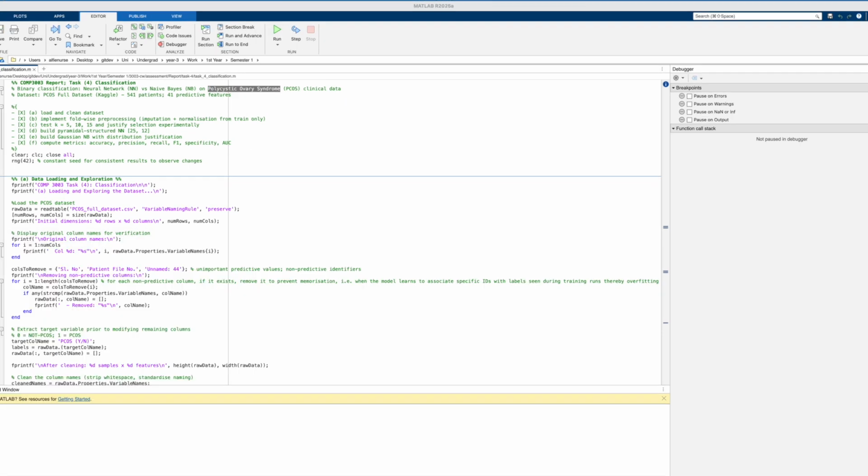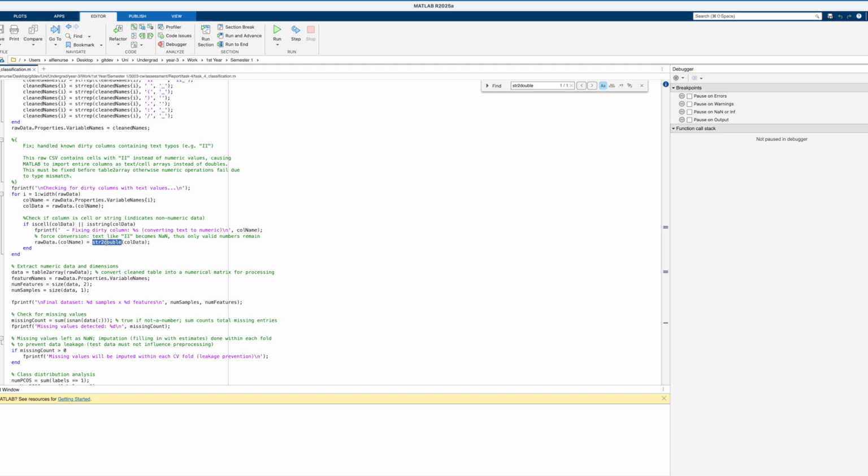So the dataset is the PCOS full dataset from Kaggle, with 541 patient samples, each with 41 clinical features. PCOS stands for polycystic ovary syndrome. Once the data loads in, I'll first remove columns useless for prediction, such as patient file numbers and serial numbers. If I left these in, the model could learn to associate specific IDs with labels it saw during training, which is essentially memorization rather than learning actual patterns, which is what overfitting is.